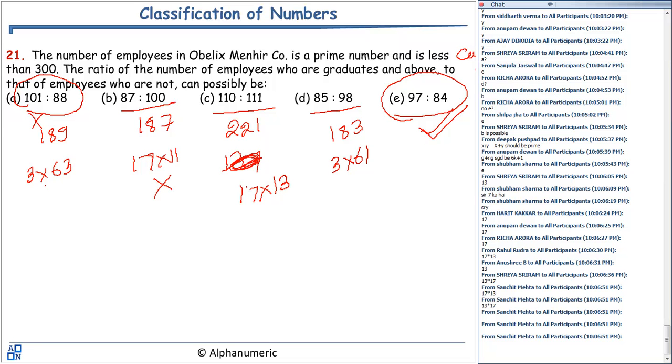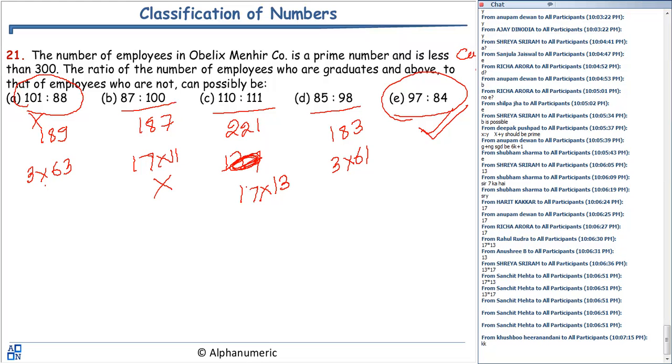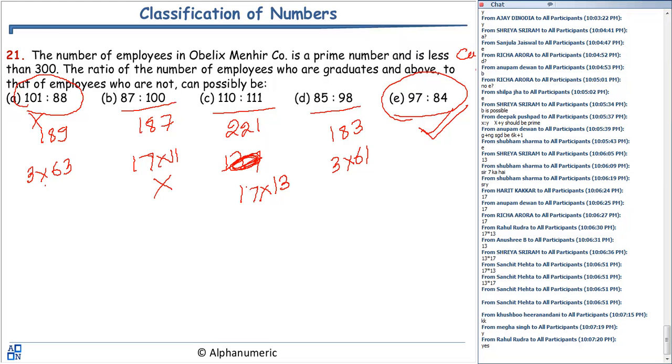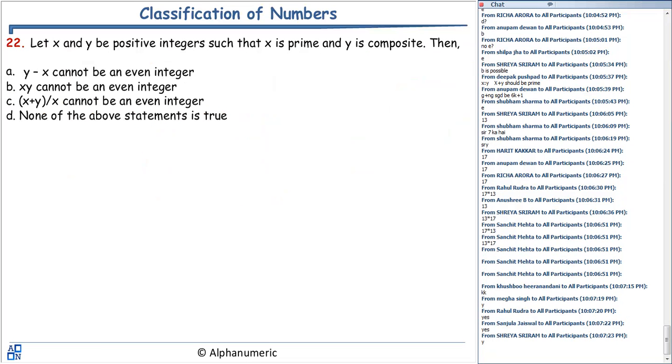All right, so I'm moving to the next question now. I hope that this is clear. Solve this one. This is also from CAT papers.